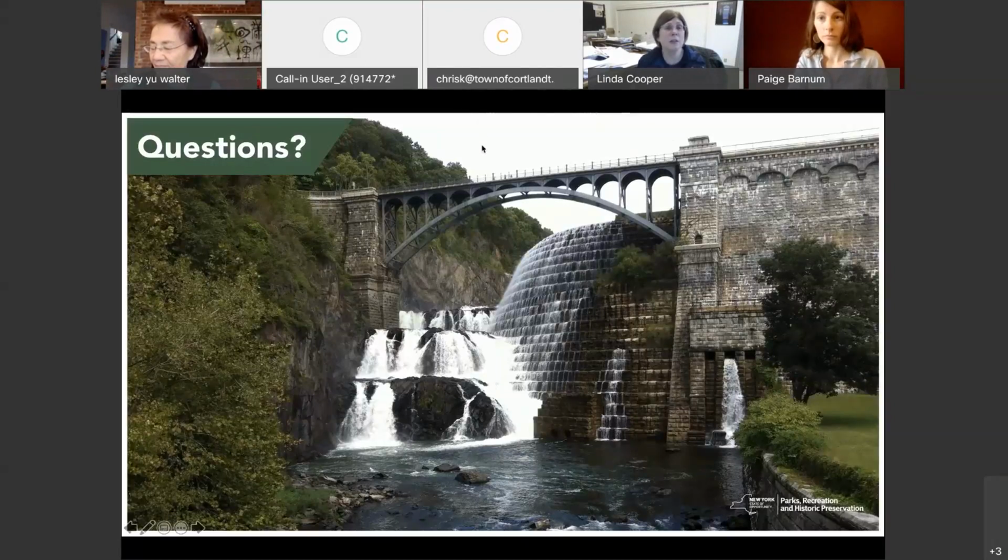Anything else? Sorry, Charlotte? I just wondered how wide the trail is supposed to be. How do you measure encroachment? So the trail is generally around 60 feet, but not always.